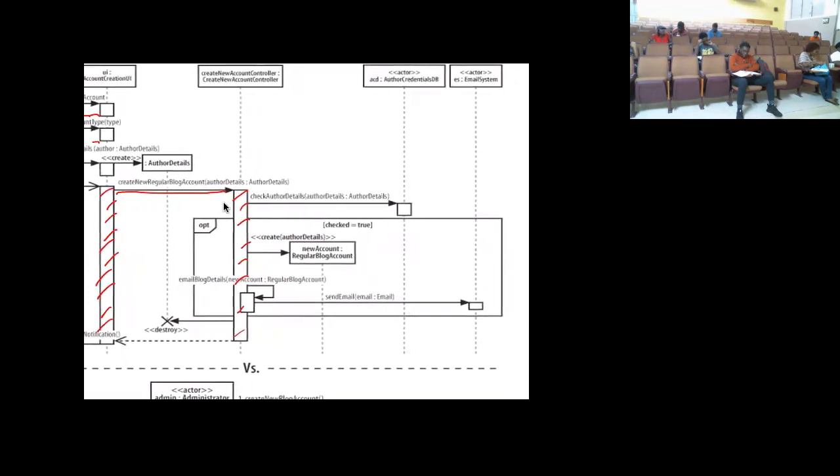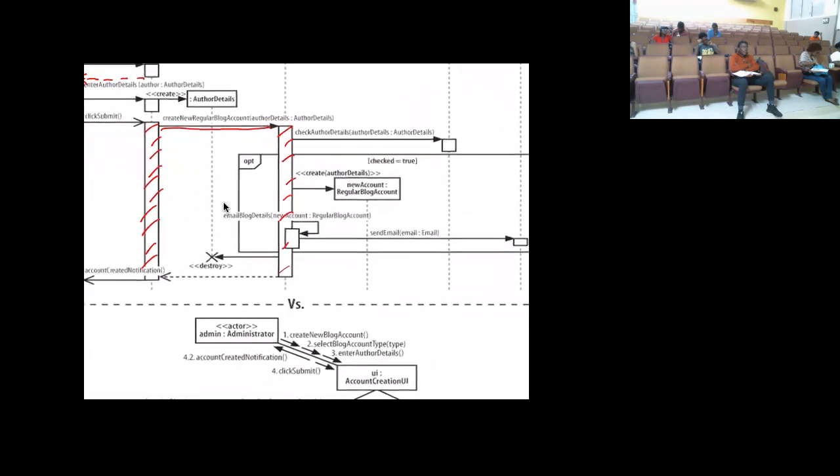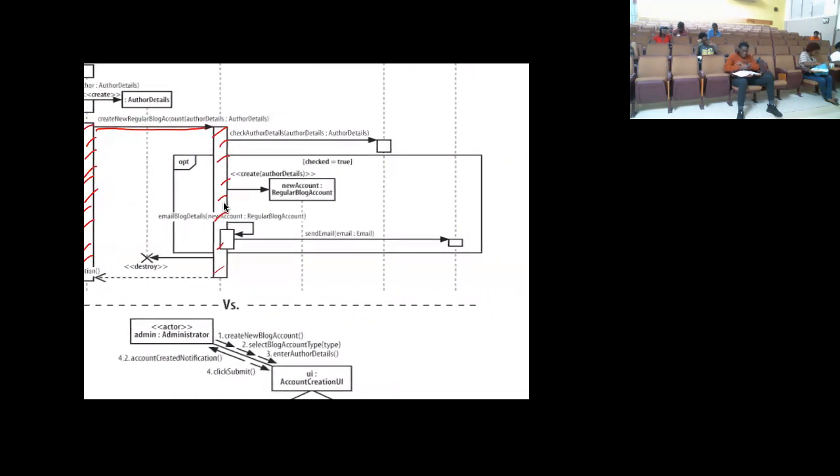Then we see the actor enter author details, which results in the creation of the author details object. Then the actor clicks submit, which takes all of this time in order for everything to be complete. And submitting causes the user interface to send this message to the create new account controller. Create new account controller does its process here, which invokes several other messages. So for instance, it sends a check author details message to the author credentials database. Then in the opt segment, we see what happens only if checked equals true. And so we see create author details. We see the create message or creating.